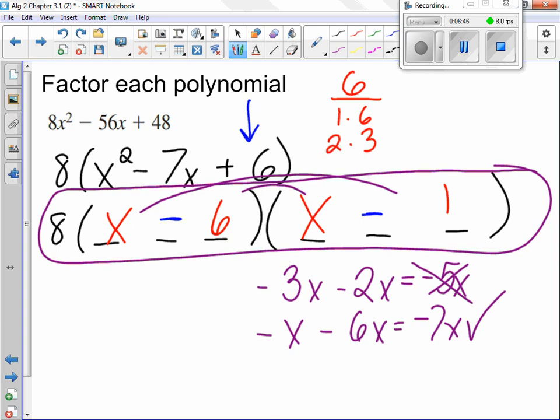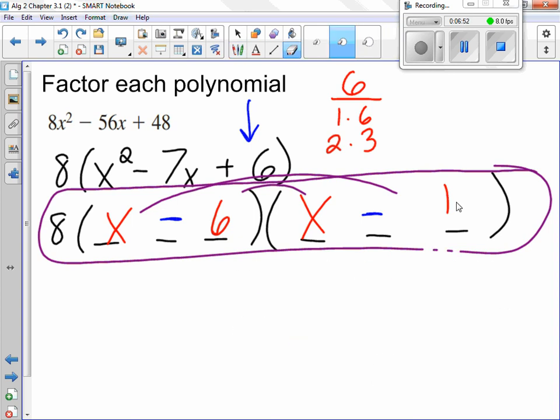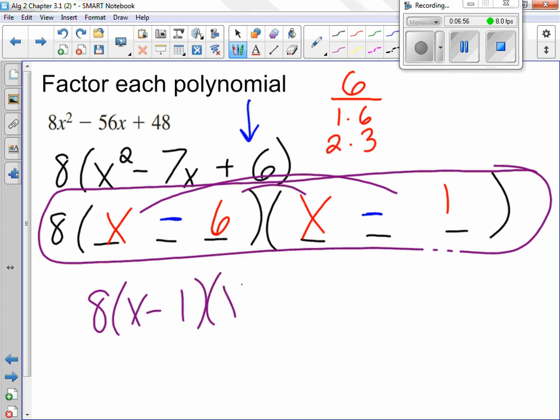Questions on this here? Now we could switch it, and this here is also the correct answer. So we can switch it because multiplication works in any order. Order does not matter in multiplication. Questions on any of this here?